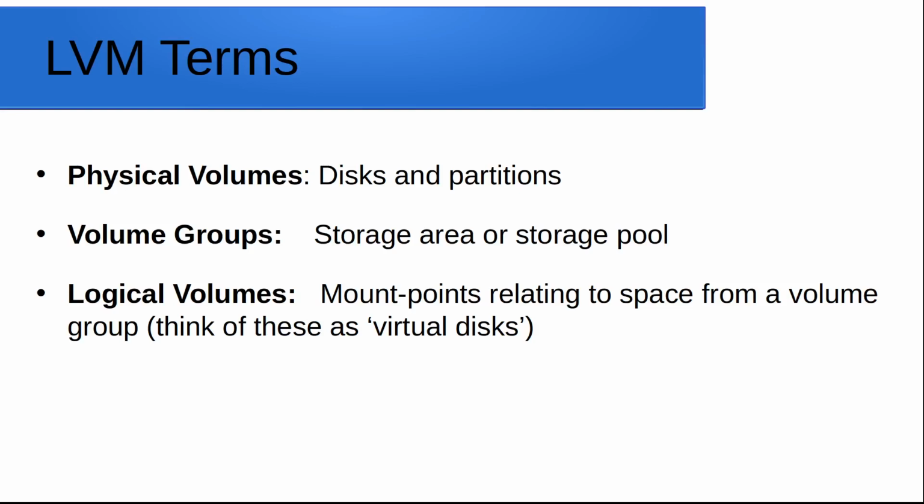And when we're talking about LVM, there's a couple different terms that come up. Physical volumes are disks and partitions. Volume groups is your storage area or your pool of storage that could be added to or moved to any way. And then logical volumes are the different mount points relating to the space from a volume mounted in the file system. You can think of these as kind of like virtual disks. Hopefully that makes sense.